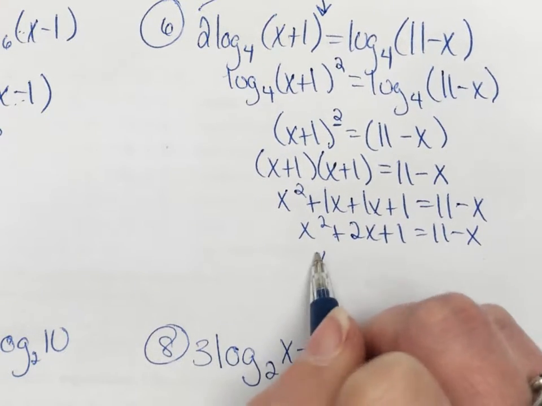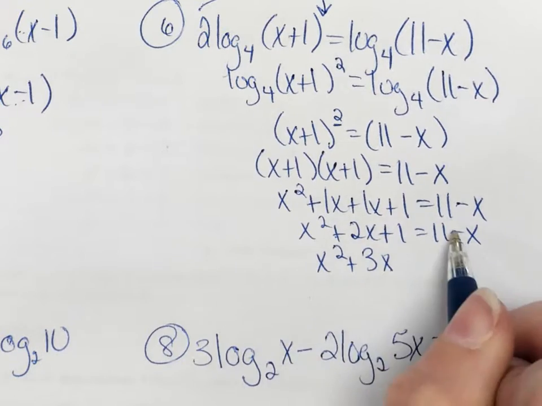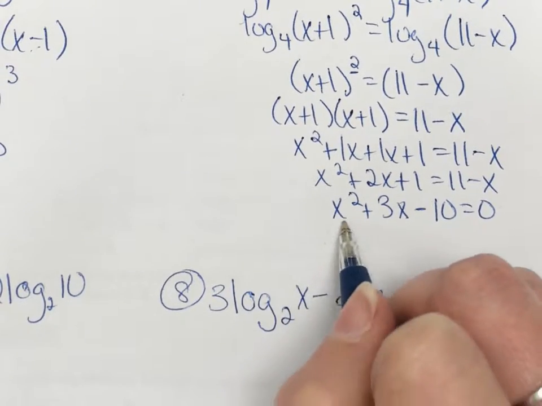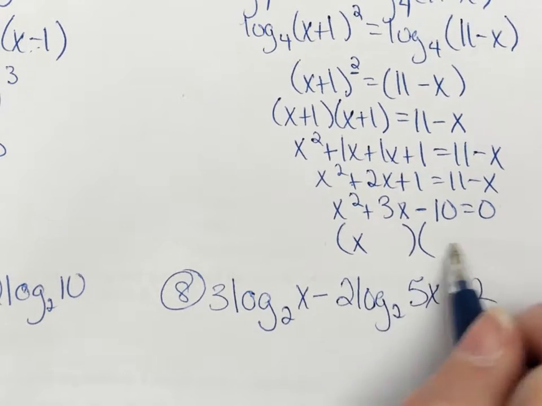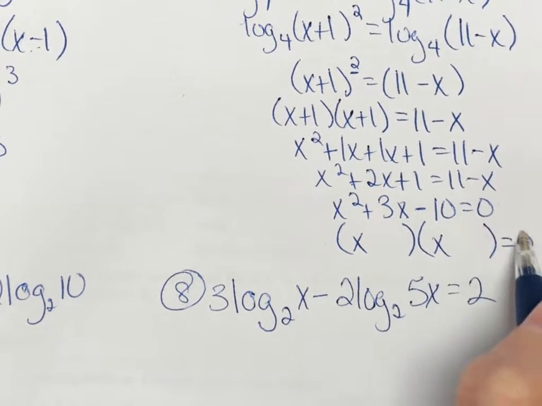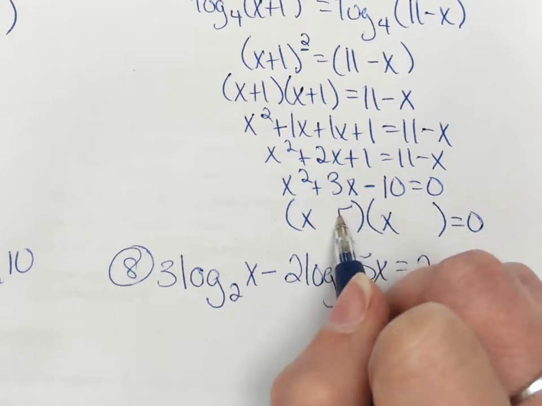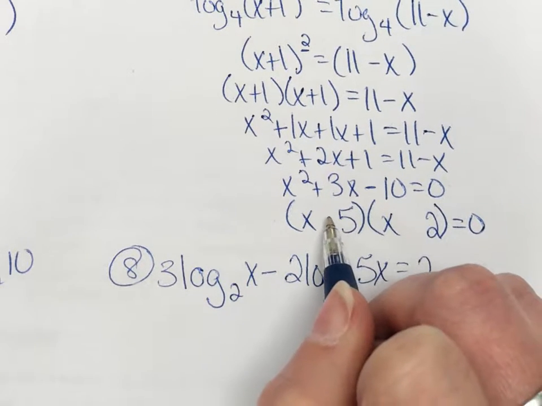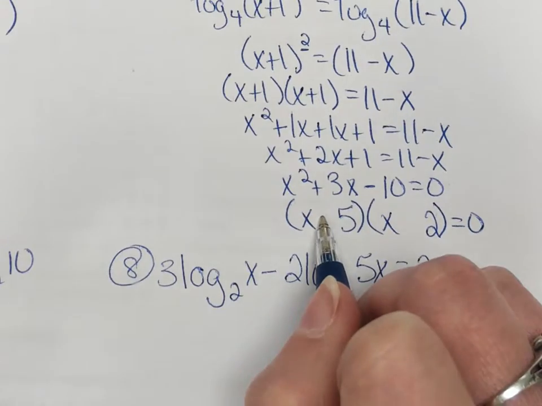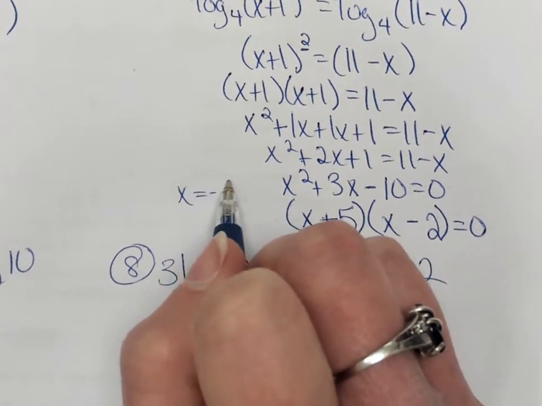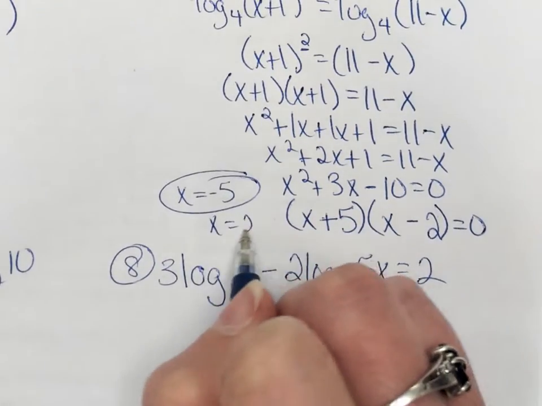Add the x, that would give you 3x. Subtract the 11, that would give you negative 10. What are the factors of 10 that add or subtract to be positive 3? 5 and 2. Negative 5. Positive 5 minus 2, that would give you x equals negative 5, and x equals positive 2.